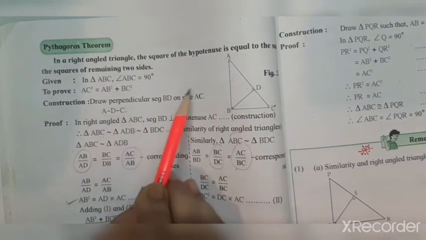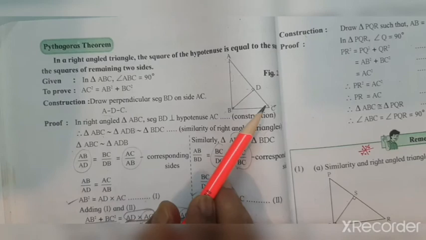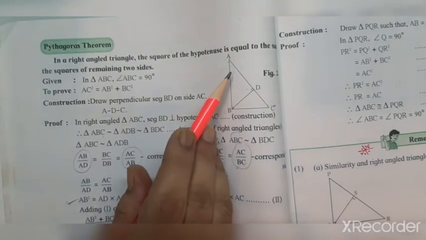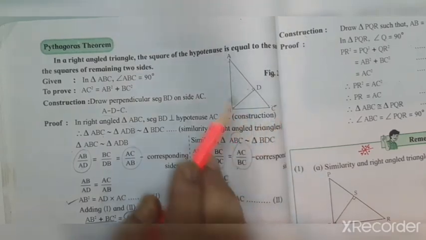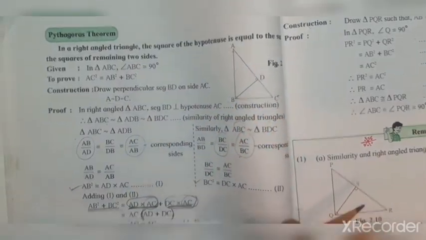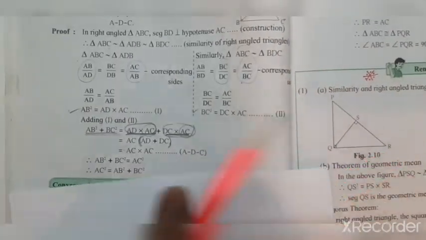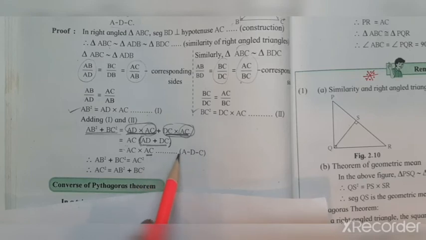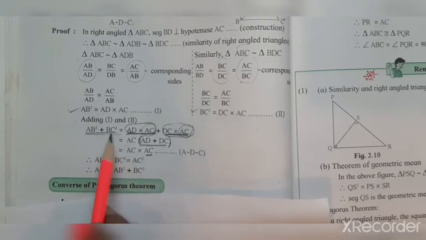And why can we write AC? Because we have taken that A-D-C are all in one straight line. So AD plus DC is equal to AC. We will mention it here: AD plus DC we can write as AC, the reason being A-D-C collinear. Now here we got AC into AC, which is AC square, and the left hand side remains as it is.